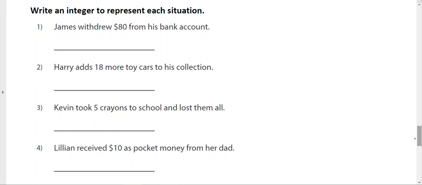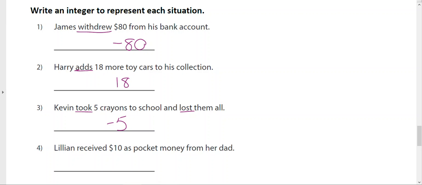The next section is writing an integer to represent the situation. So James withdrew $80 from his bank account. So because I'm withdrawing or I'm taking out, it is a -80. Harry adds 18 more toy cars to his collection, so that is a +18. Kevin took 5 crayons to school and then he lost them all. So because he took and he lost, he got -5.